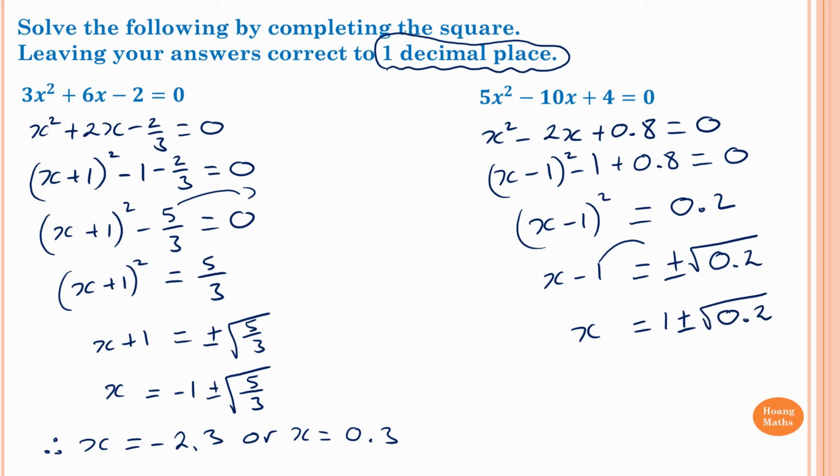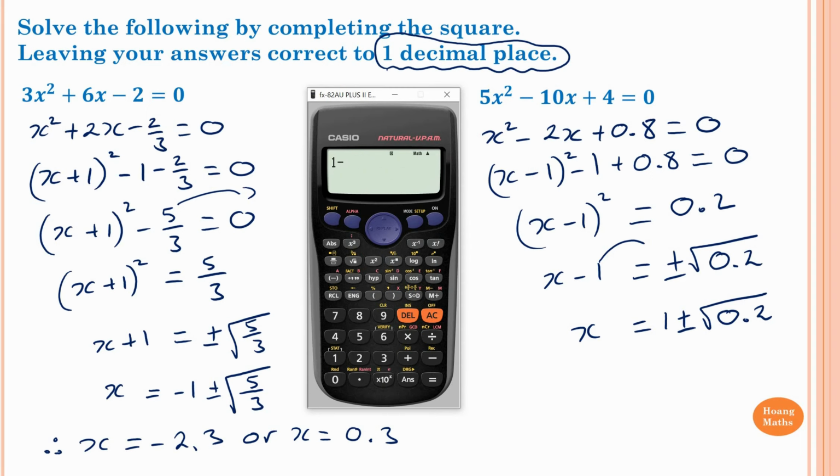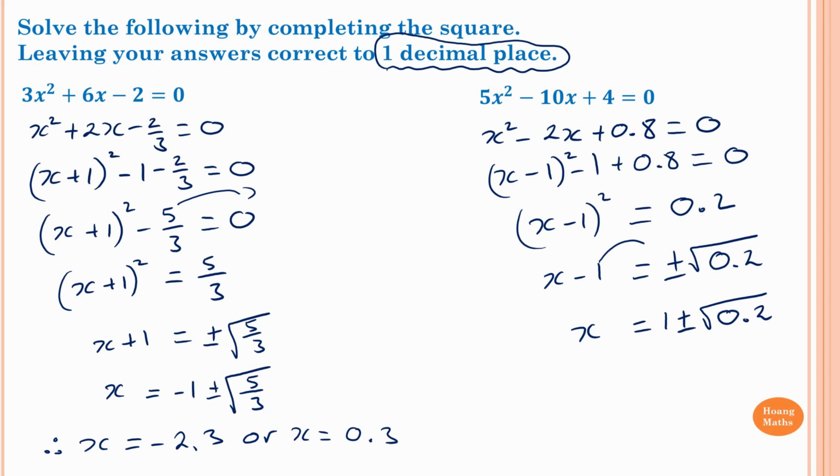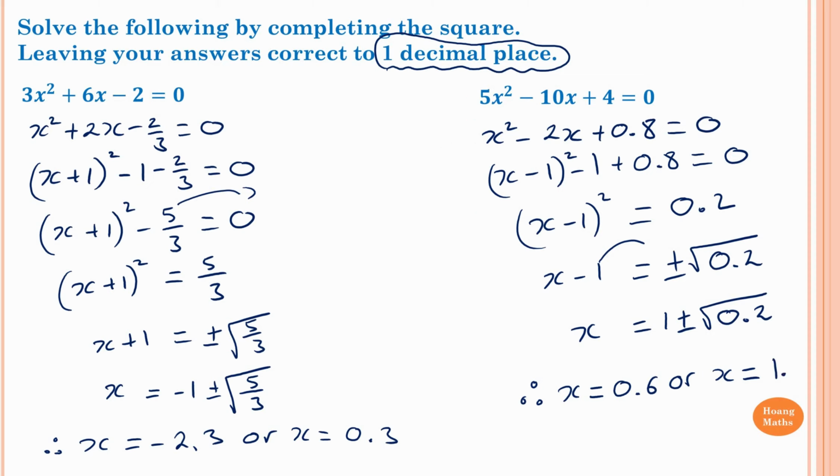So now I just put it in the calculator to find the answer. So 1 minus square root of 0.2. So that is 0.6. So right here first, therefore, x equals 0.6, or x equals, so this time it is plus, so add, 1.4. So 1.4.